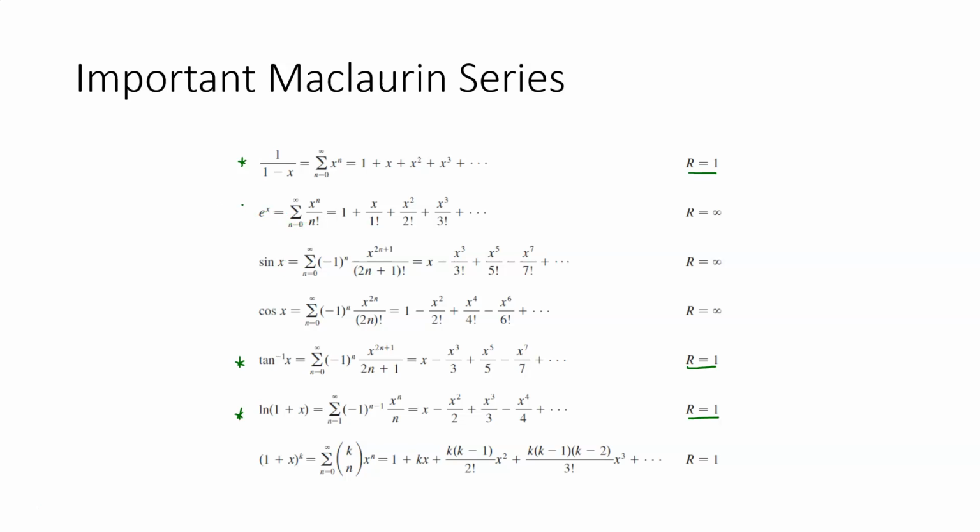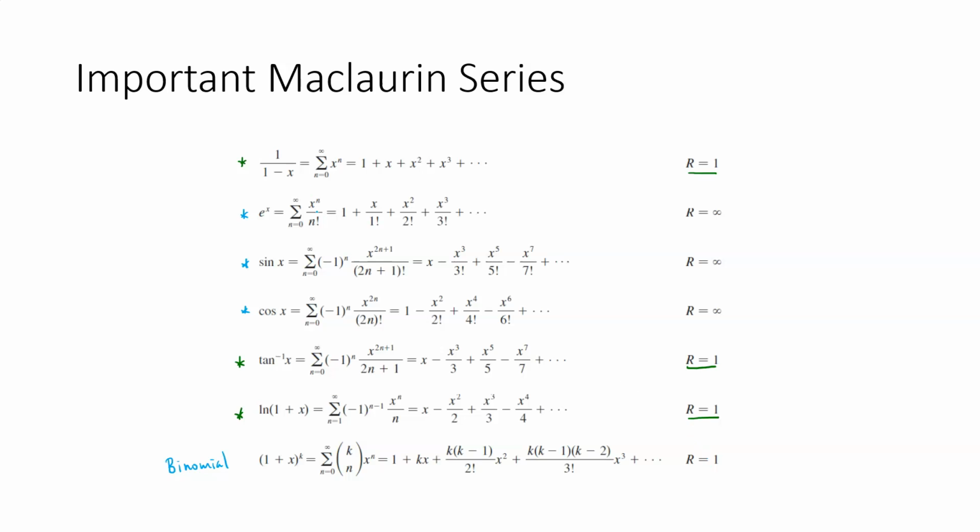We also saw for the functions e to the x, sine x, and cosine x, we were able to derive those directly from our Taylor series formula. And we also showed that for each of those that they converge for all real numbers, so their radii of convergence will be infinity. And then the last one we saw was the binomial series here. And that one was convergent on an interval with a radius of convergence r equal to 1.